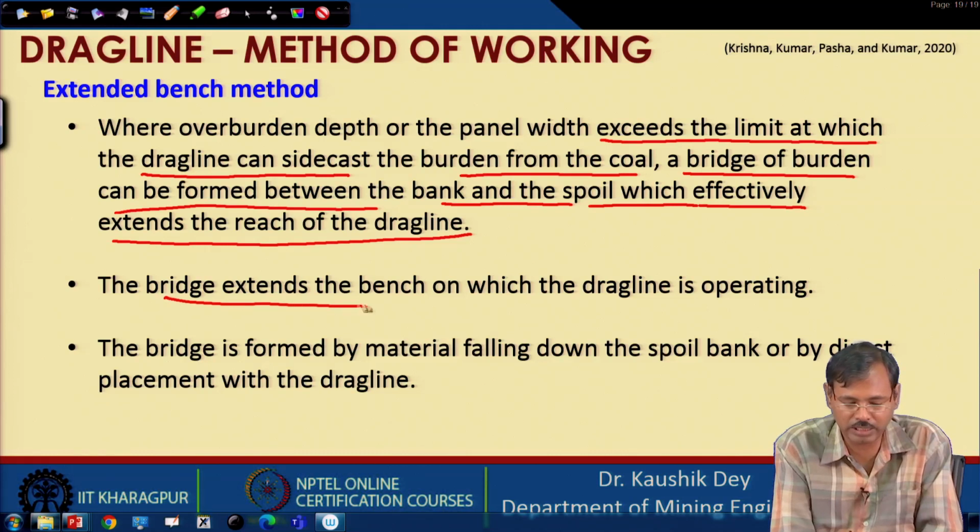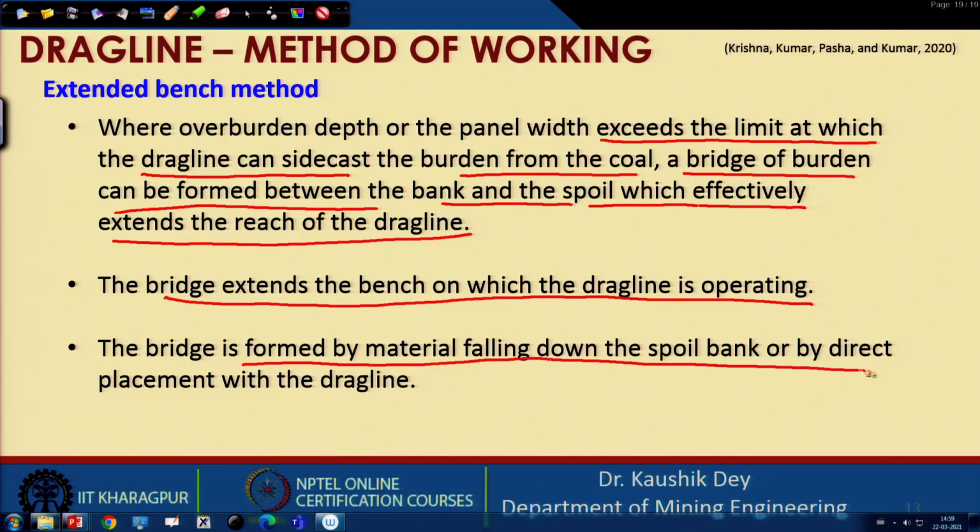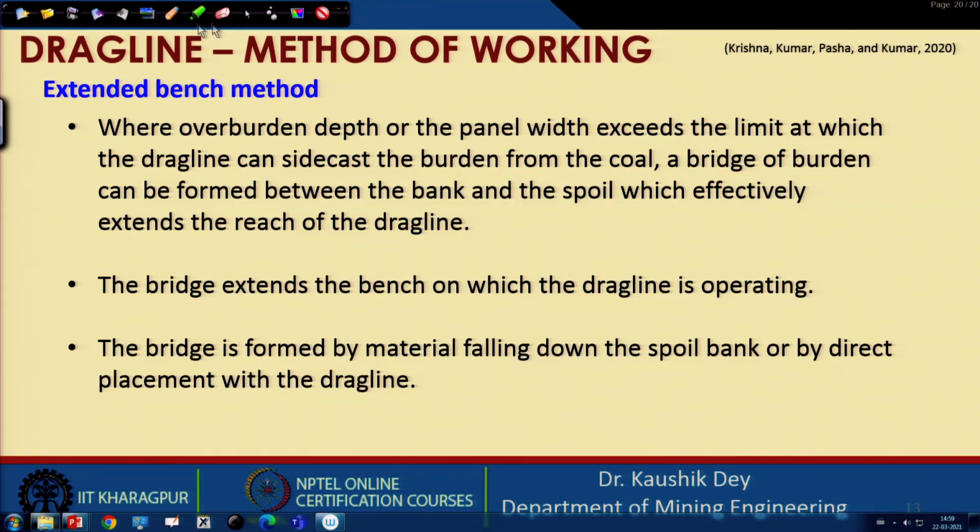So, the bridge extends the bench on which the dragline is operating, and the bridge is formed by the material falling down from the spoil and direct placement with the dragline. So, the bridge itself is basically formed by the dragline.